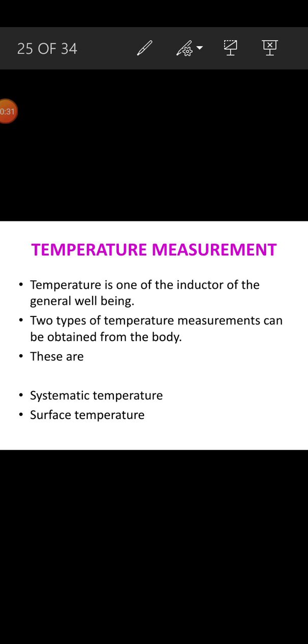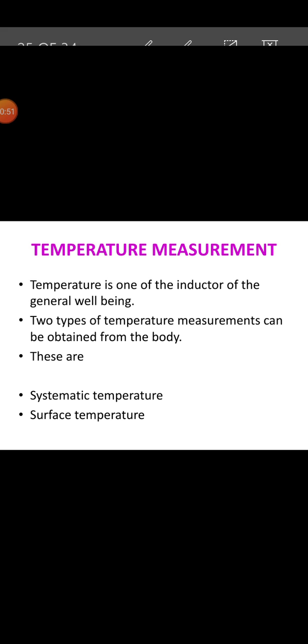Infrared thermometers measure the magnitude of the infrared power in a broad spectral range, typically from 4 to 14 micrometers. Actually, temperature is one of the indicators of general well-being. Two types of temperature measurements can be obtained from the body: systemic temperature and surface temperature.